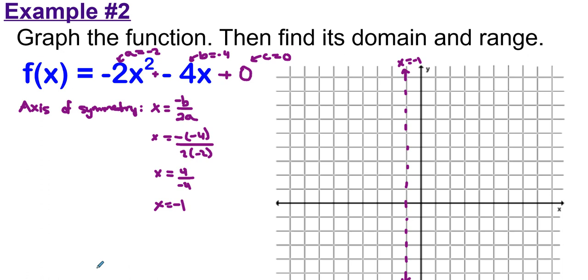All right, so if I'm going to go and make an input-output table, I know that my parabola is symmetric about this line. So I'm going to start by plugging in negative 1, and then I'll plug in numbers that are just a little bit bigger than negative 1 or a little bit smaller than negative 1. So I could plug in 0, 1, 2, or maybe negative 2, negative 3, negative 4.